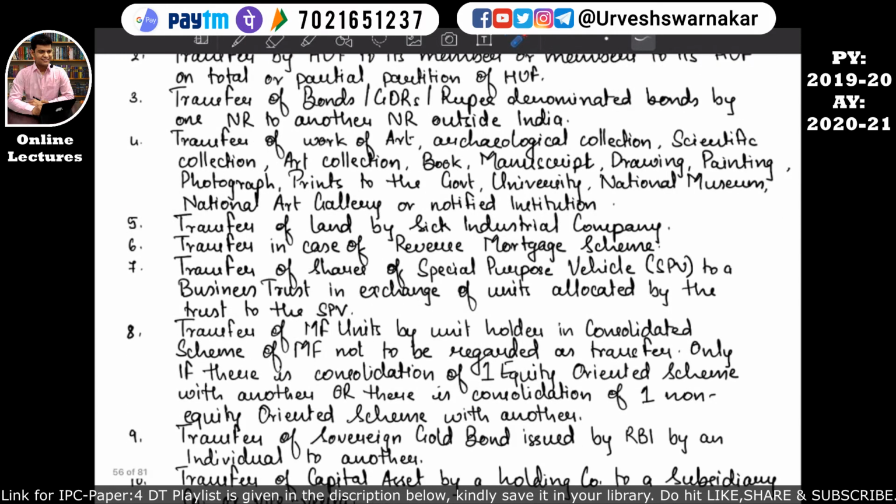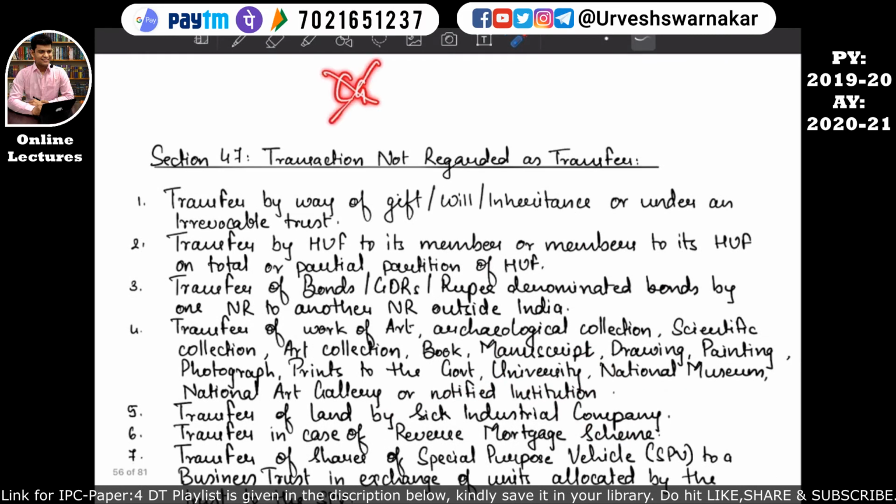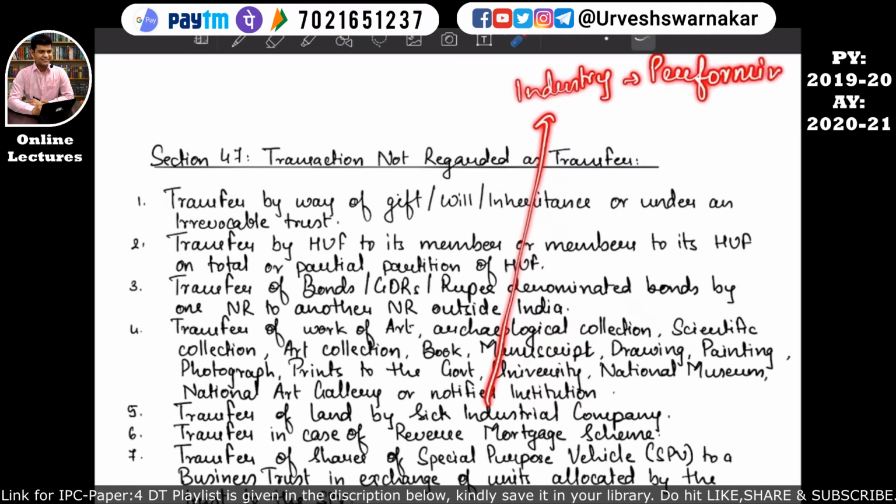point number 4. Okay. Then point number 5 says that transfer of land by a sick industrial company. Understand this. There is a company, and this company belongs to a sick industry. If this company is transferring a land to any other person or assessee, then this assessee who is making the transfer of the land, it will not be considered as transfer. And if it is not considered as transfer, then capital gain will not get triggered. I hope this is quite clear. And what does sick industry mean? A sick industry simply means a particular industry which is performing very badly. I hope this is quite clear to you all.